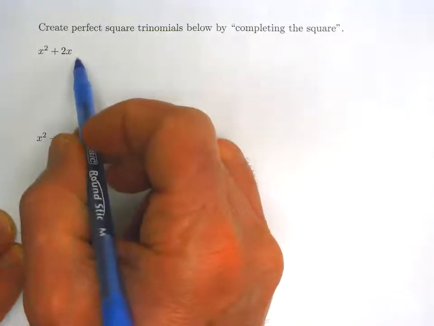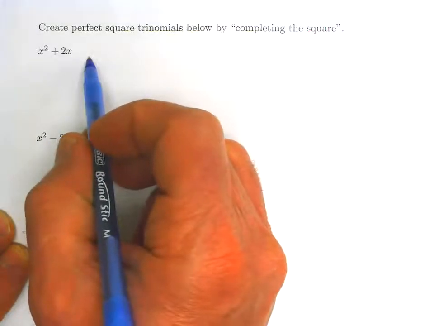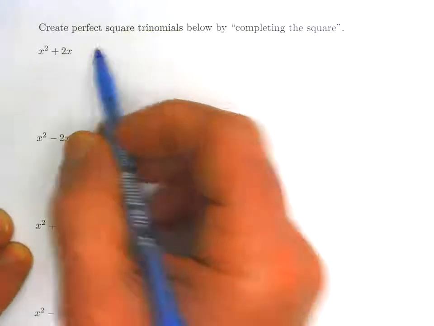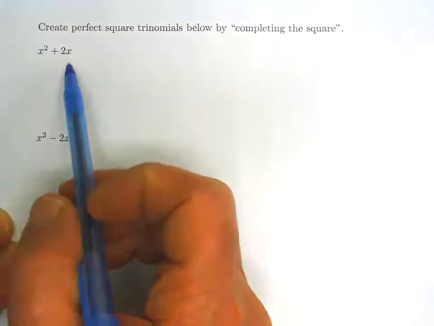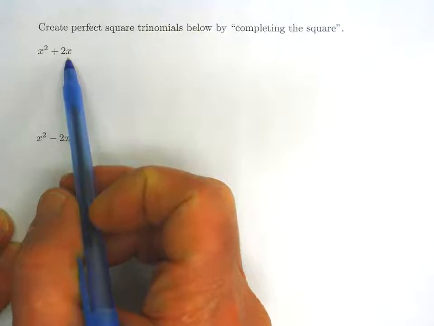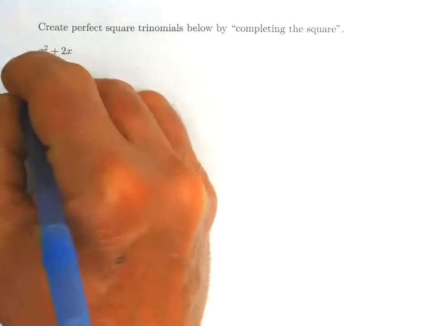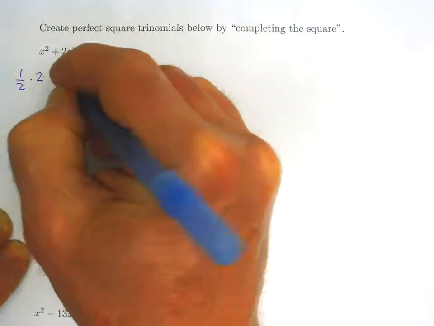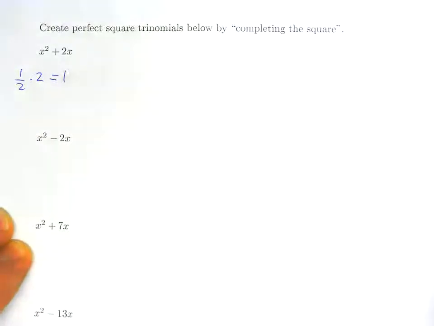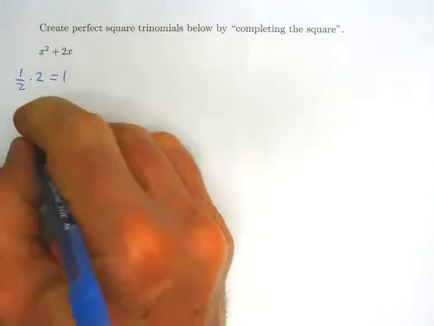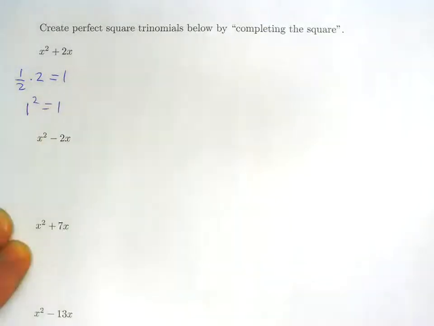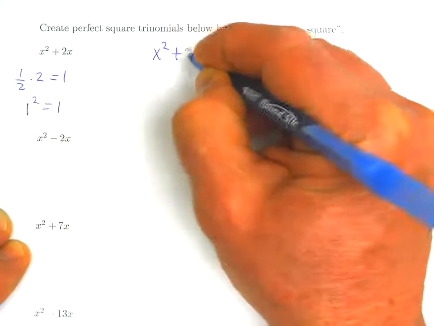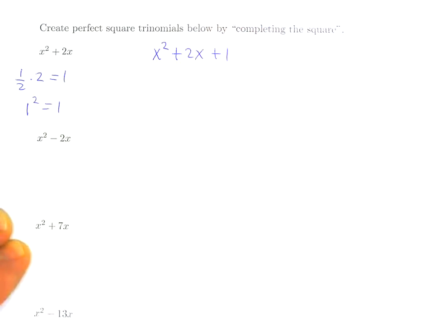So the number that we're going to add to x squared plus 2x in order to create a perfect square trinomial depends upon what the coefficient of x is. So the coefficient of x is 2. We take 1/2 of 2, which is just 1/2 times 2, which is 1. And then we square that number. 1 squared is 1. So if we add 1 to x squared plus 2x, we have a perfect square trinomial.